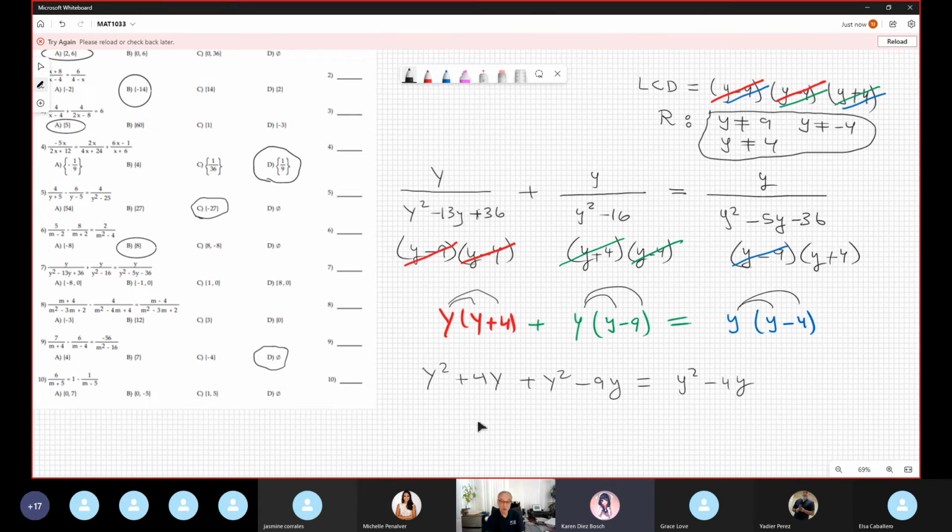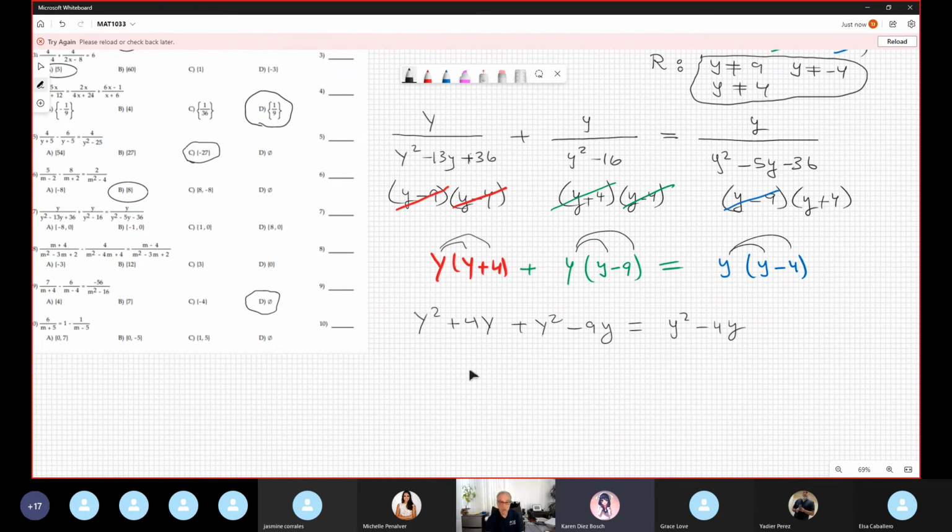Distributing: y squared plus 4y, y squared again, minus 9y equals y squared minus 4y. The only thing I did was distribute because I need to remove parentheses. Okay, so when I see that, wow, this equation looks like a quadratic equation, because you see y squared in different places. The solution is different from a linear equation, so I need to express it in standard form first, and after that we do factorization.